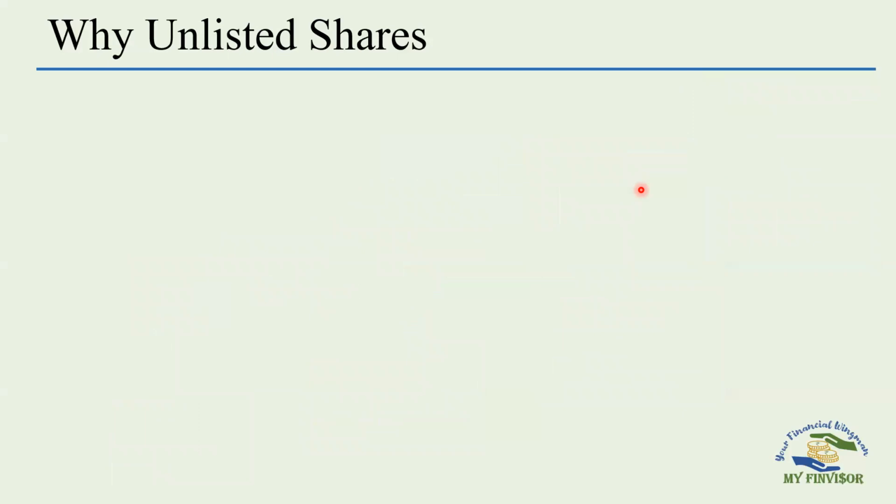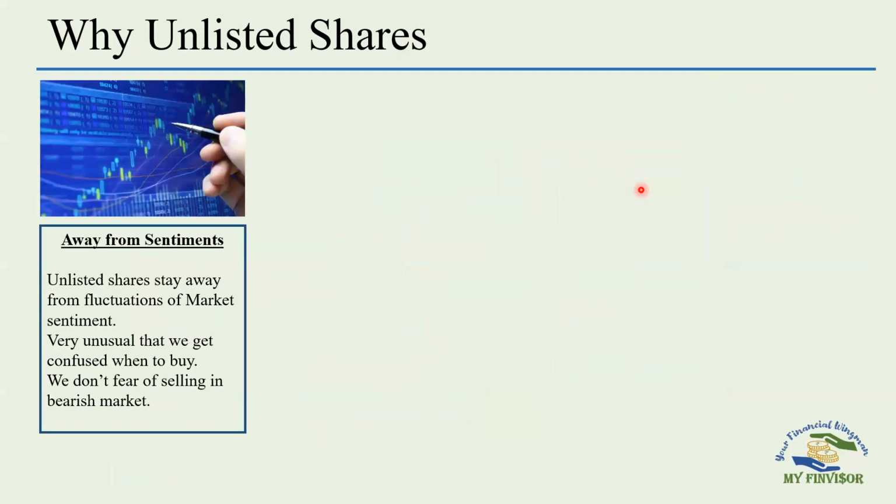So why would you buy unlisted shares? The top reason for buying unlisted shares is that they keep away from market sentiments. When you see a stock exchange index drop by 2% or 3%, or sometimes shoot up by 2%, all this is happening because of the sentiments driven in the market, not because the company's valuation has suddenly dropped today. More than that, it is driven by the sentiments in the market.